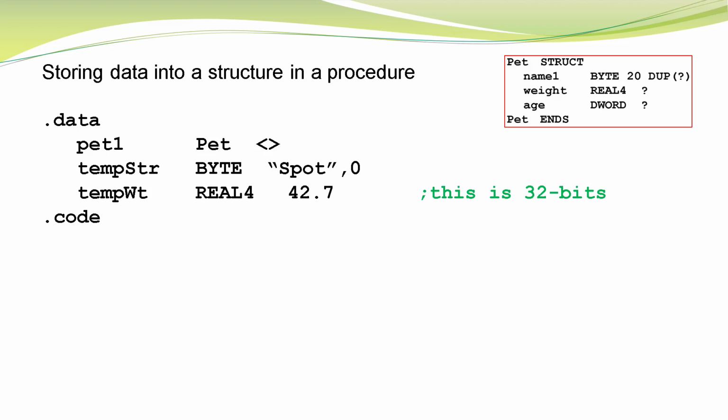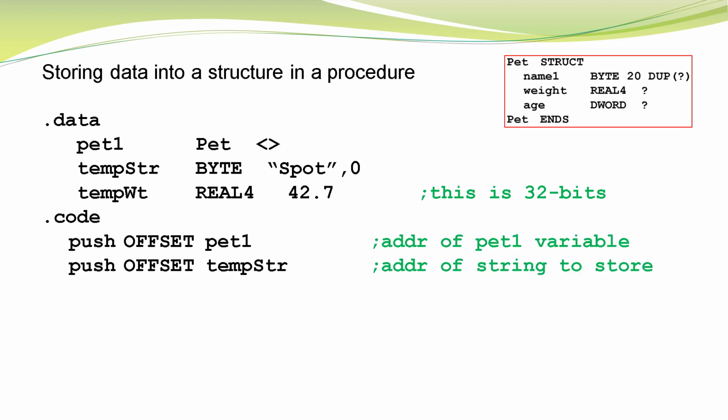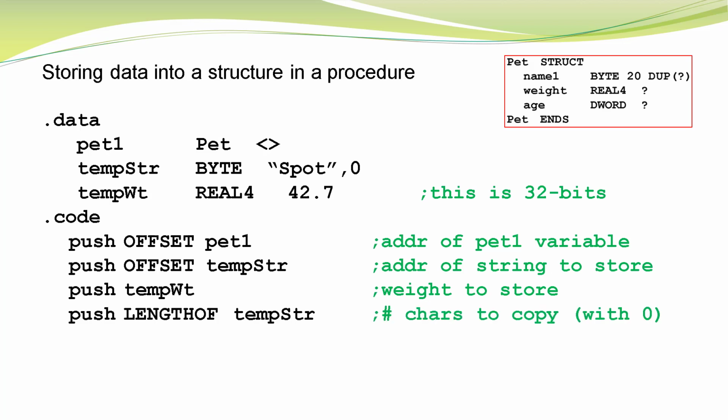All my data remains the same, but now I need to set up my parameters. So first I'll push the address of my PET1 variable. Then I'll push the address of the temporary string holding the name that I want to store into the PET1 variable's name1 field. Then I'll push the temporary variable that holds the weight that I'm going to store. And finally, I'll push the length of the string that I want to store so that inside the procedure I can set up the ECX register.